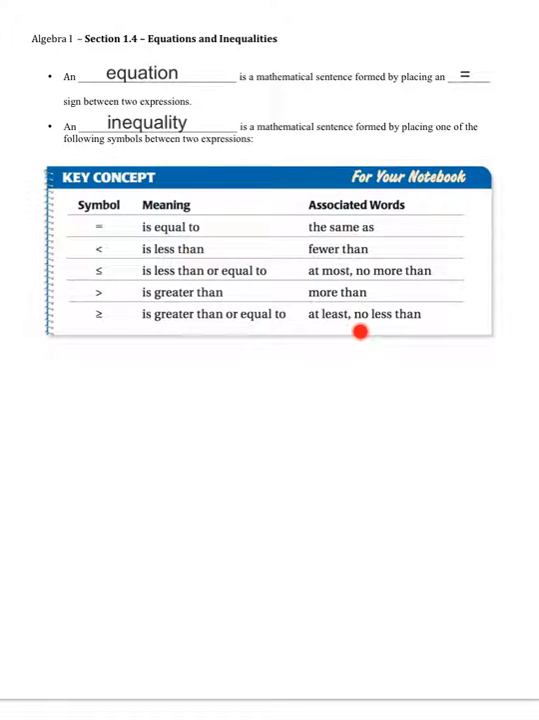No less than is another one that tends to trip people up because they see the word less. But if I again associate with money, if I say I have no less than $10, that means I don't have $9, I have more than $10 or equal to $10. So no less than is a greater than or equal to symbol. Let's look at some examples.